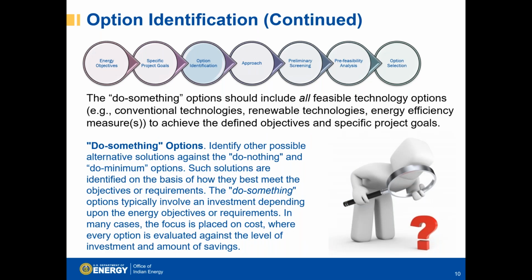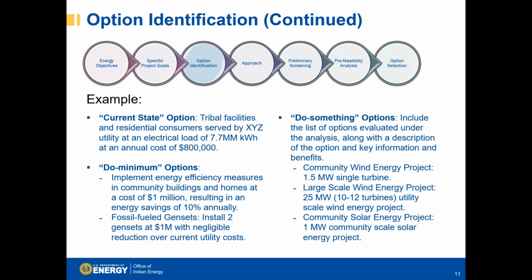Or the third is the do something option, which may include substantial investments and include a variety of options, both conventional energy generation and or renewable energy systems, or a combination. Next slide, please. So again, if you're going through your various options: the current state, do minimum, and do something.